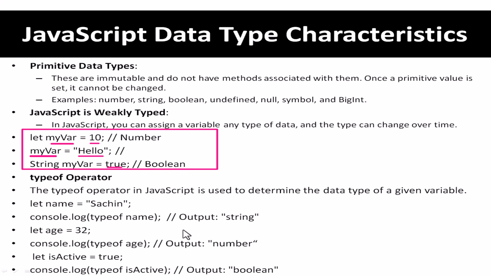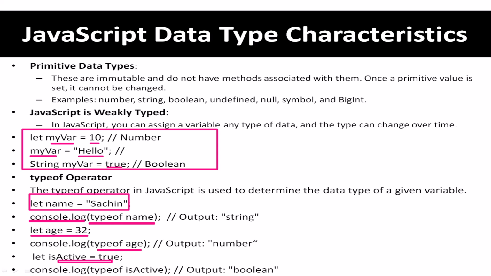The typeof operator in JavaScript is used to determine the data type of a given variable. For example, let name equal to Sachin. Now if you type console.log typeof name, the name is identified as a string, so the output will be string. If you give let age equal to 32 and console.log typeof age, it will return number. Similarly, if active is true, it will identify a boolean.